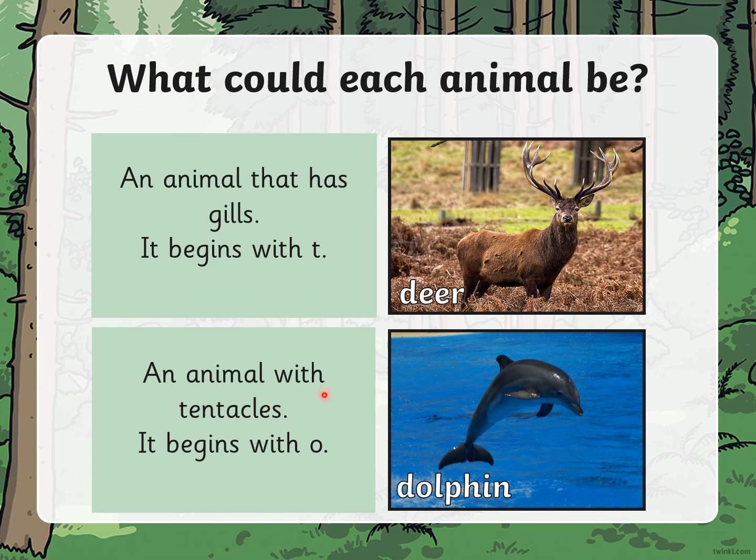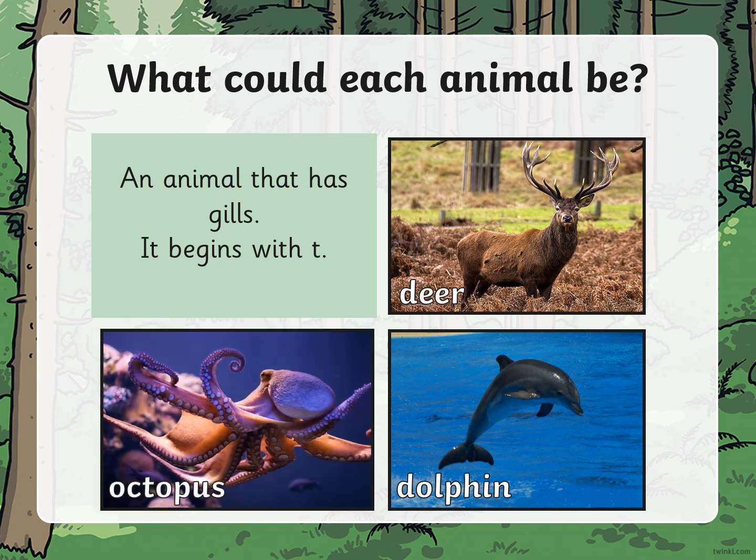All right. An animal with tentacles. It begins with O. I think I can think of an animal that has got 8 tentacles and it begins with an O. Can you? It's an octopus. Woohoo! Now this last one, I've left this to last because I think this is really tricky. An animal that has gills and its name begins with T.